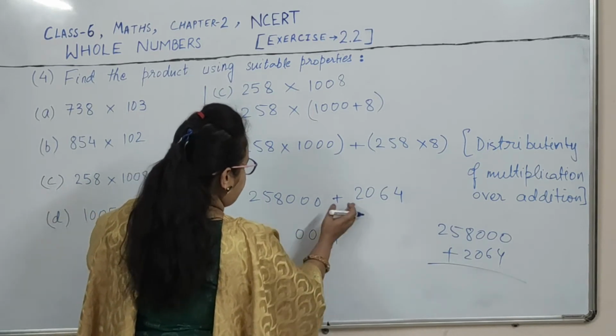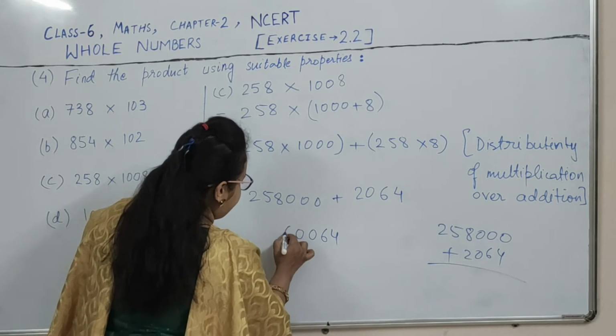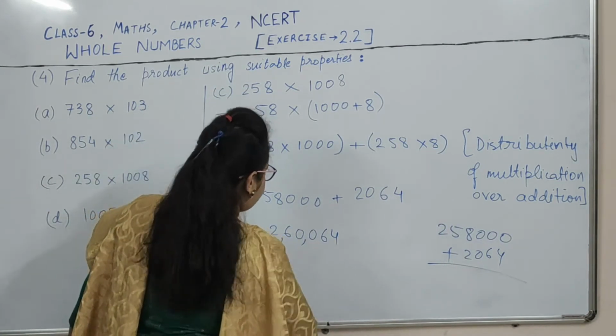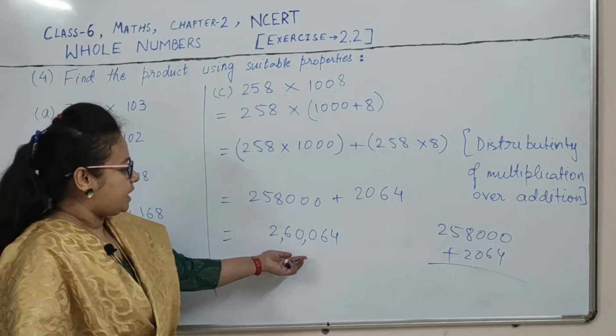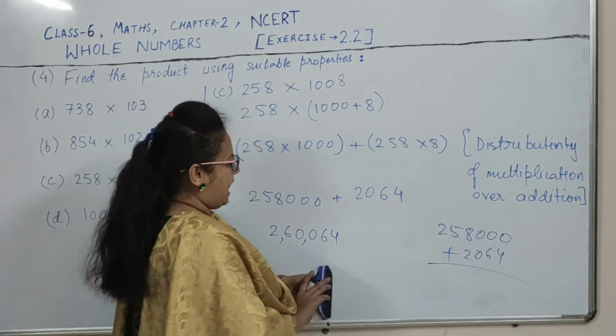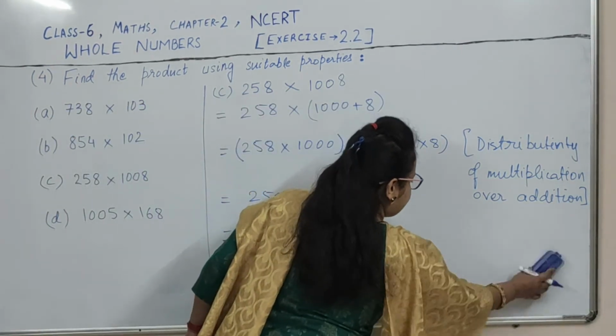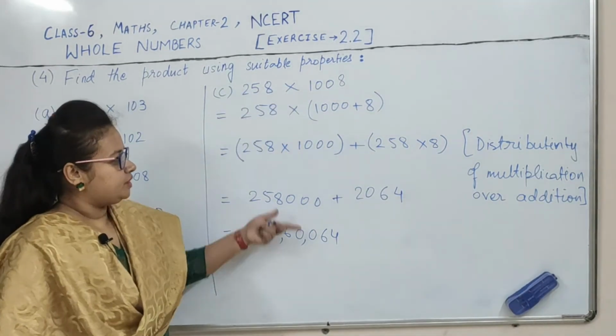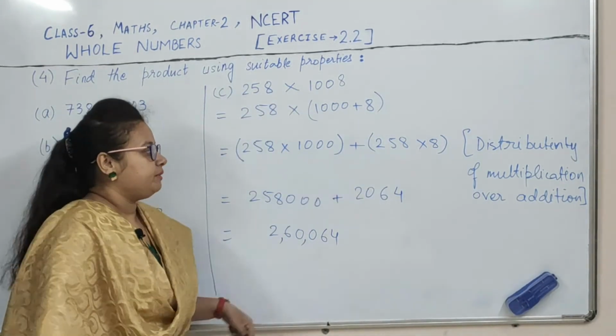In this place there is no digit. So this 1 plus 5 will be 6, and this 2 will be as it is. So what is that number? It is 2,60,064. So very easily you can add the numbers directly. Okay, so this is the answer. We got the product of these two numbers by using the distributive property.